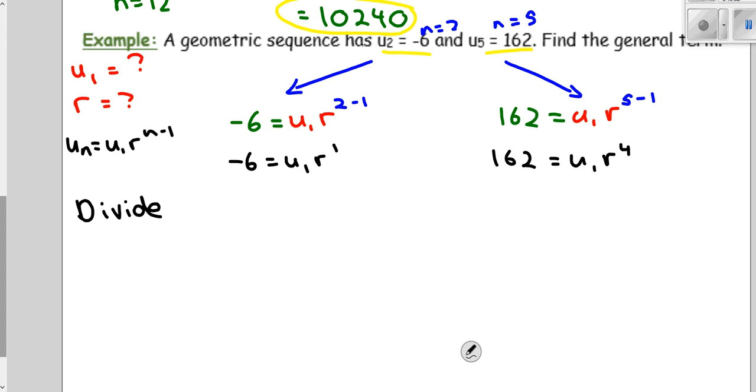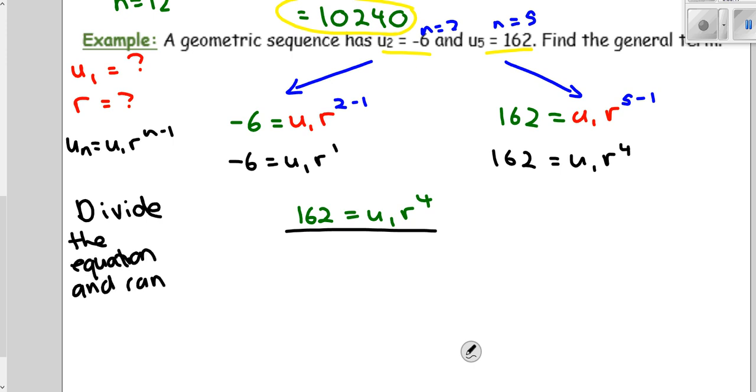Wait, what's the denominator? Sorry, the numerator, denominator. Yep, sorry, I said it the other way around, didn't I? So let's put this one, 162 equals u of 1 r to the 4, and let's put that all over. So divide the equations and cancel it out.